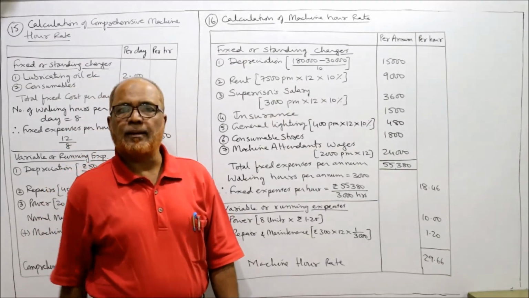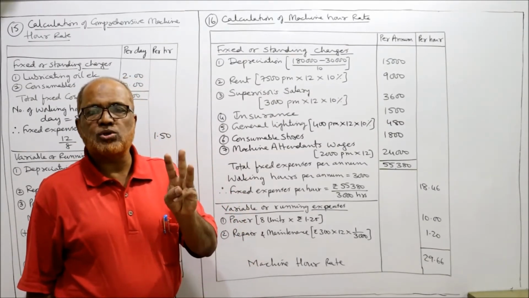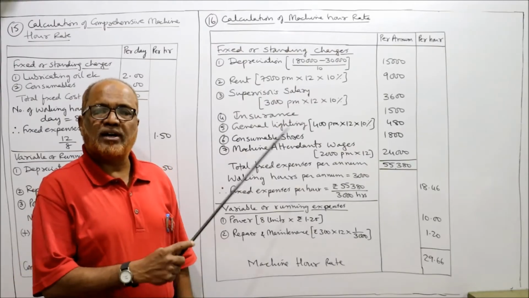Then supervisor's salary. Supervisor is paid 3,000 rupees per month. So first we convert it into year.